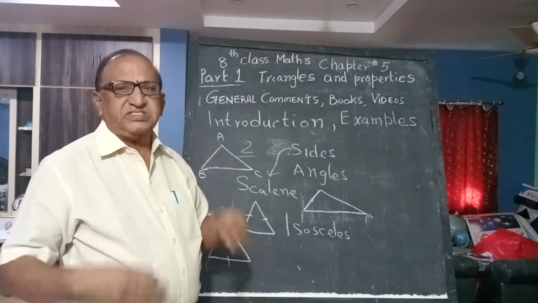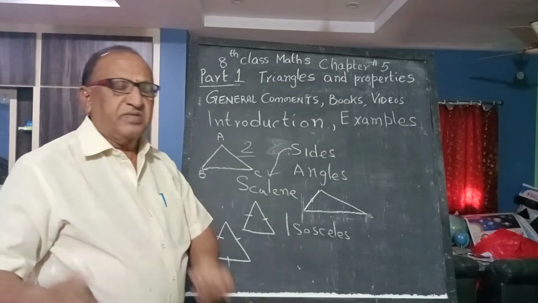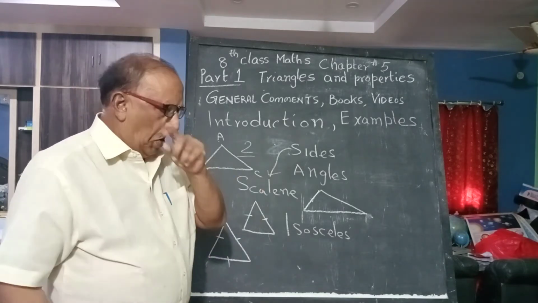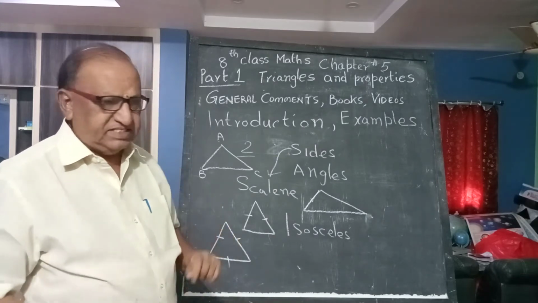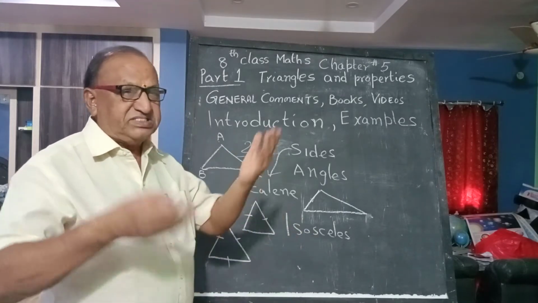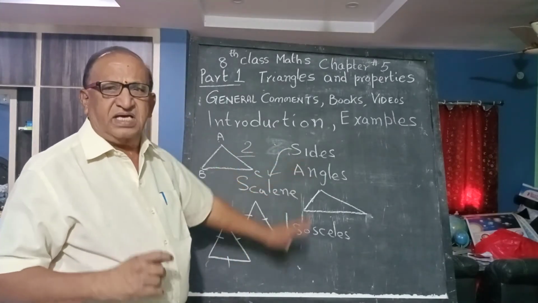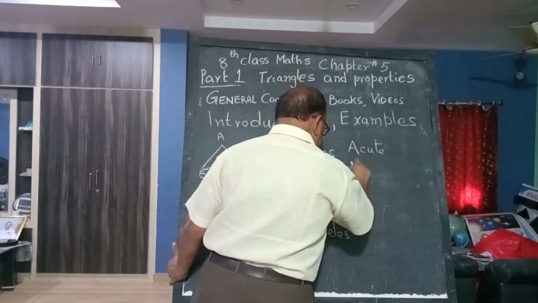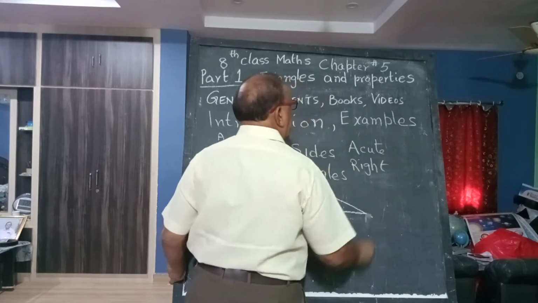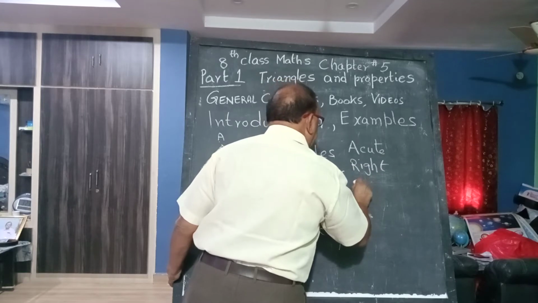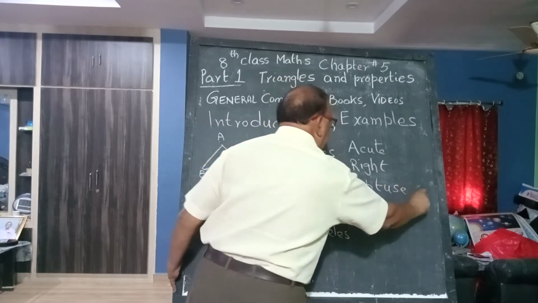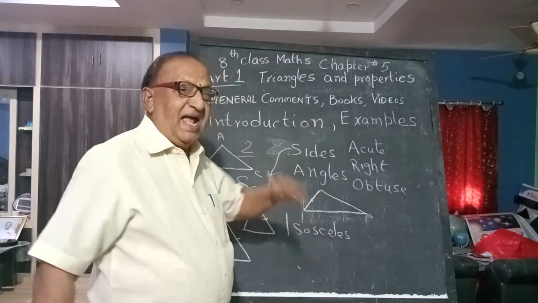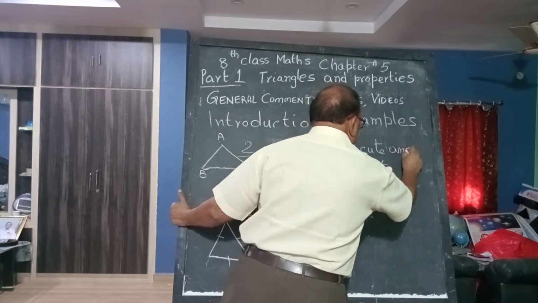Now we move on to the angles. When you have a triangle, when there are three sides, they have to make three angles. Based on the magnitude of the angles, that means whether it is 30 degrees, 70 degrees, 150 degrees, or 90 degrees, the triangles are classified into acute angled, right angled, and obtuse angled.